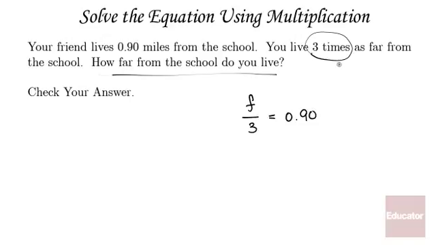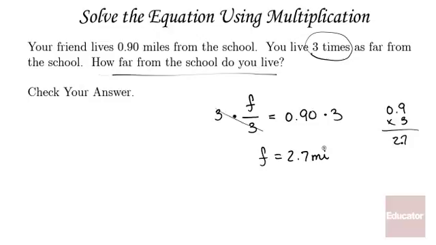Because you live 3 times as far, so we want to break up or divide how far you live to equal the closer value, which is how far your friend lives, because your friend is closer than you are. So let's divide by 3. The opposite of dividing by 3 is to multiply by 3. So how far you live is 0.9 times 3. It's 27 with 1 decimal place. So you live 2.7 miles away.